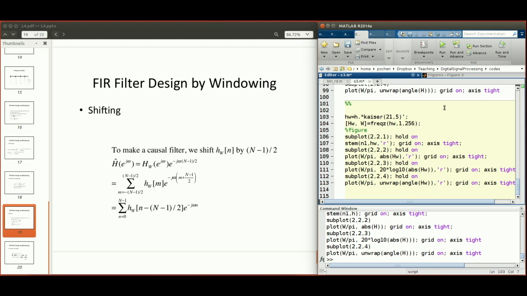I'll just modify this code. Instead of a Kaiser, I'm going to use a Hamming window. 21. And this time I'm going to use a different color. Say, let's use black.